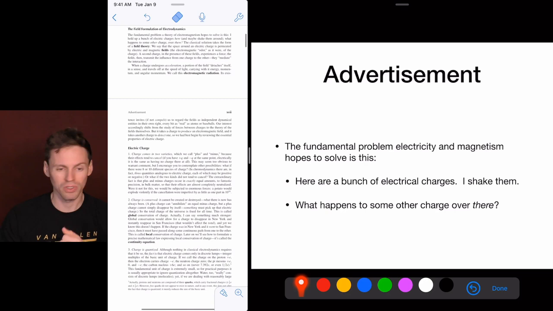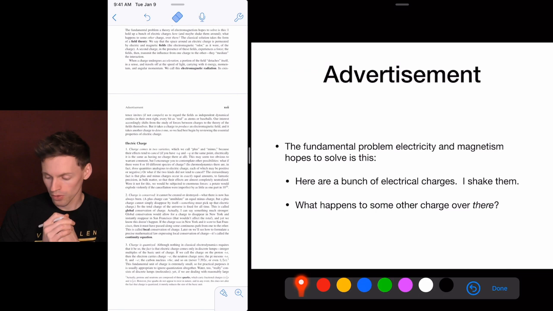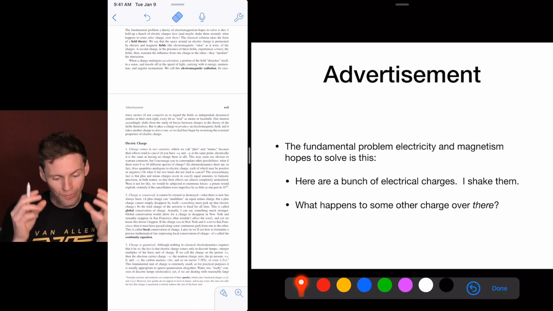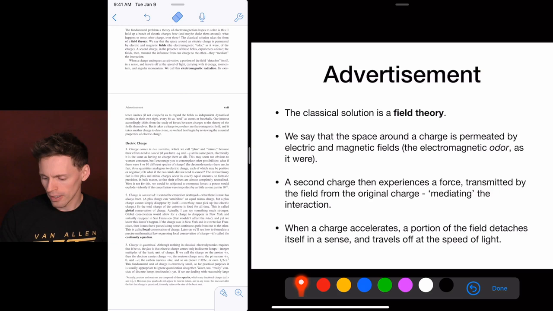Okay, so the fundamental problem with electricity and magnetism, what we're going to look at through this whole book, is to solve this problem. Let's say you have a bunch of electric charges, and you shake them, or even they're just sitting there. What would happen to another charge over here? What happens in response? What's the cause and effect between doing something here with charges and what happens to charges over there? The solution to this, the classical solution, is what's called a field theory.